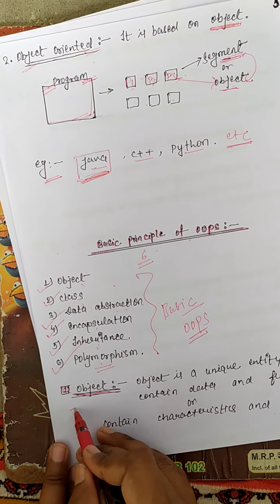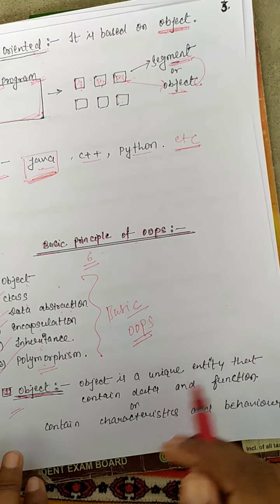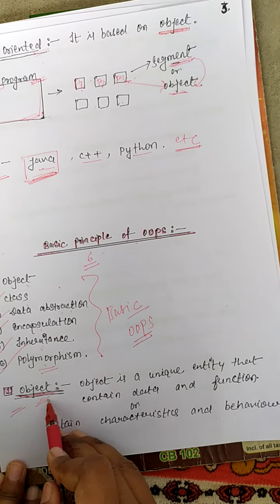Now we discuss the first basic principle of OOPS. So the first basic principle of OOPS is object.